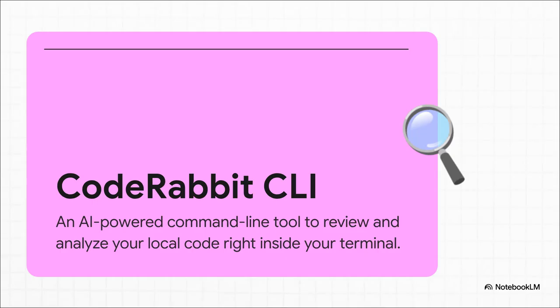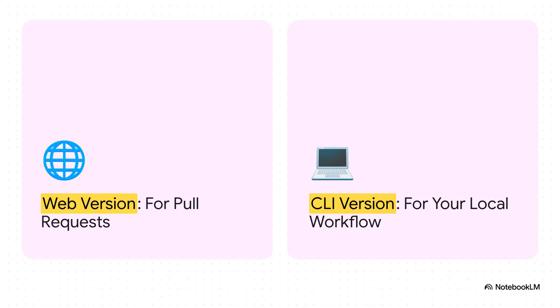And that's the key thing to get here. This isn't another website you have to open or some dashboard you have to check. Nope. It's a simple command you run in your terminal that brings this powerful AI reviewer right to your local code. That's it. Now, you might have heard of the web version of CodeRabbit, and it's great for pull requests. But this is a really important distinction. Think of the CLI version as its local, faster, and way more integrated sibling. It's built specifically for your day-to-day coding workflow.